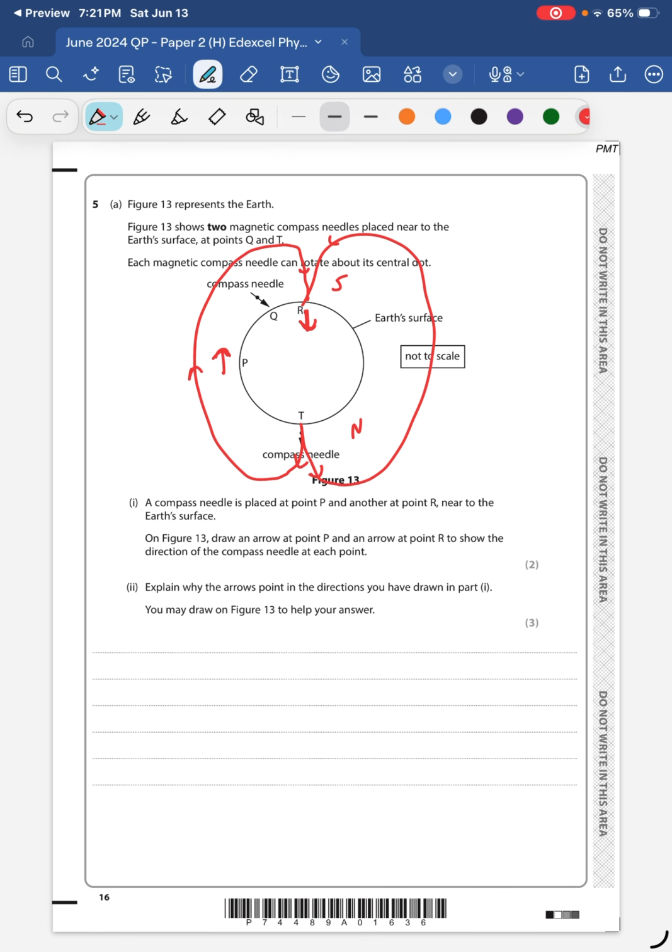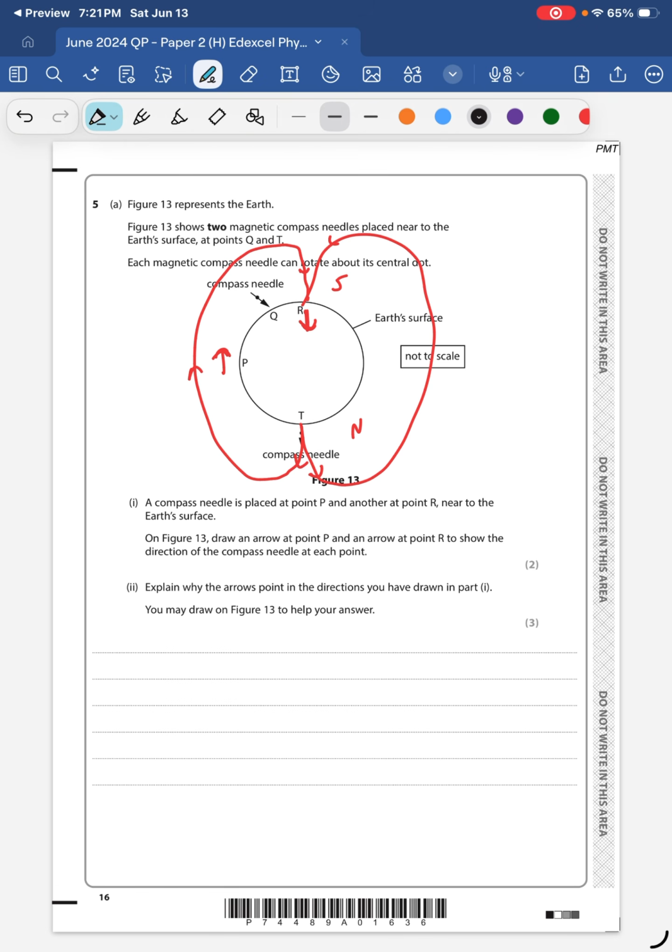But compasses used to and often still confuse me. So, but the answer is this. Okay, so I hope it makes sense. If it doesn't, ask me in the comments, and I will provide better explanations. Question 2. Explain why the arrows point in the directions you have drawn in part 1. You may draw on figure 13 to help your answer.